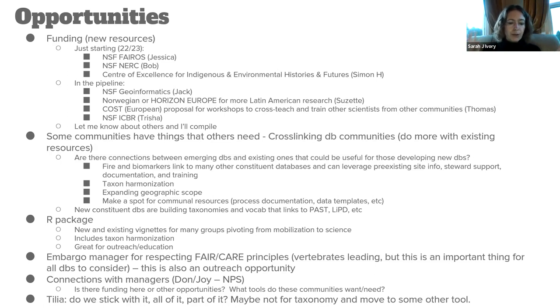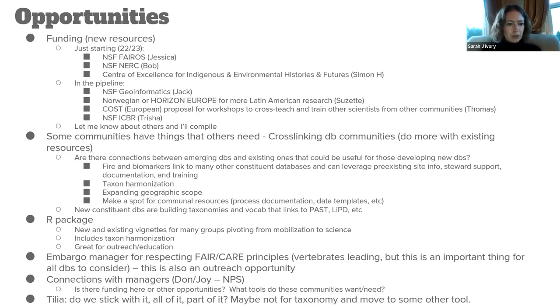So for example, FIRE and biomarkers link to a lot of other constituent databases. Can they leverage things like pre-existing information in the database, steward support, documentation, training, all of those things, in terms of developing and sharing taxonomic harmonizations, expanding geographic scope? And I thought making a spot for communal resources around process documentation, data templates, that kind of thing could be useful.